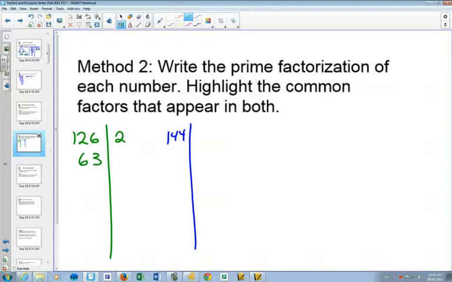We can divide that by 3, leaving us with 21. Divide that by 3, leaving us with 7. Divide that by 7, leaving us with 1.